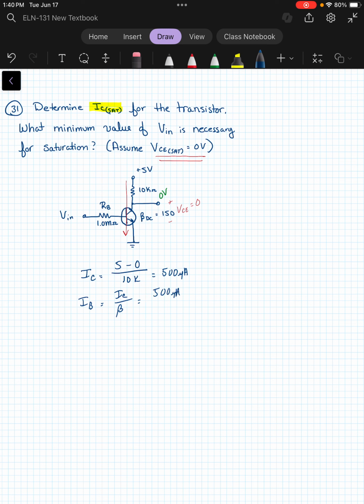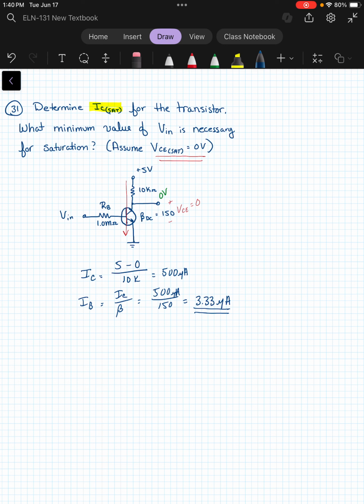So IB would be IC divided by beta. So the 500 microamps divided by 150, or about 3.33 microamps of current there. Okay, so this is the current that we would need to apply at the base in order to get to be at that saturation point.